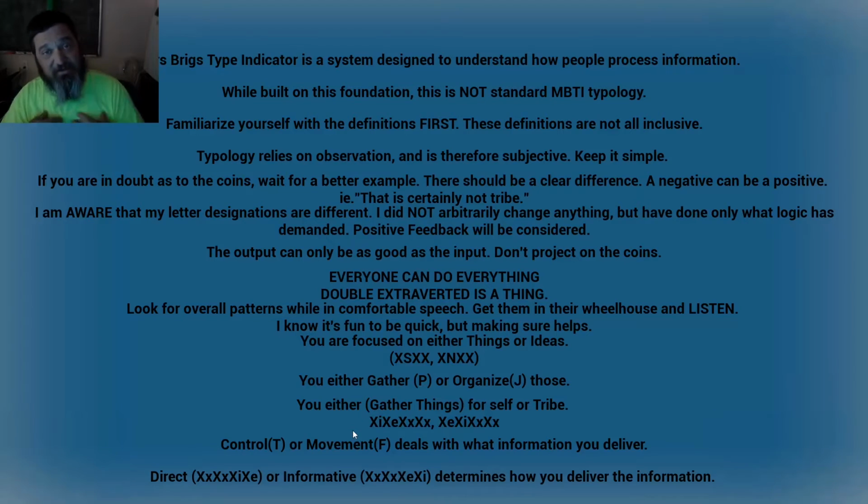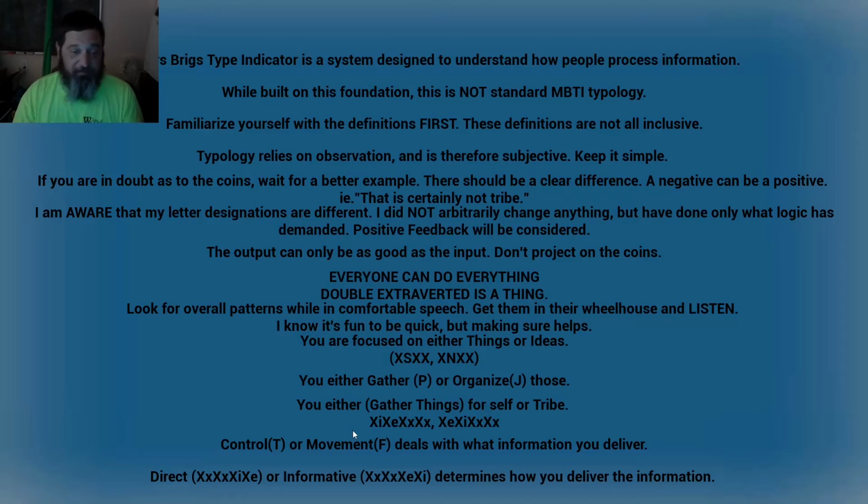The second two letters is how you spit the information back out. If you are control, that is T. If you are movement, that is F. That's simple. I know, you're like, wait, what? It can't be that simple. Because in some of these other systems, it is not that simple. It really is. It really works objectively over scale.